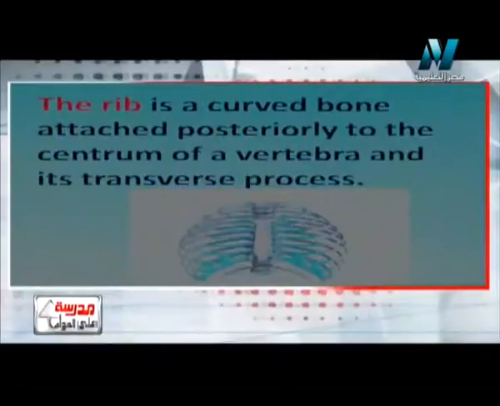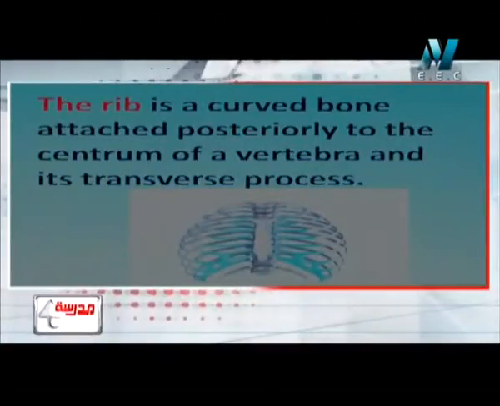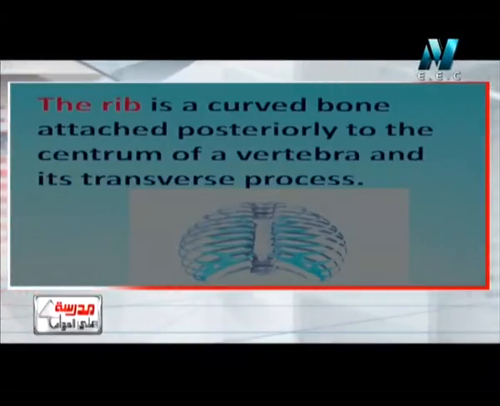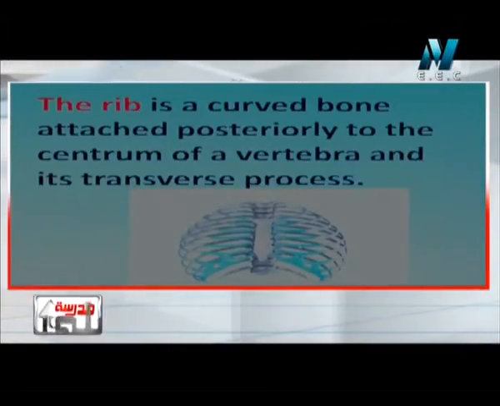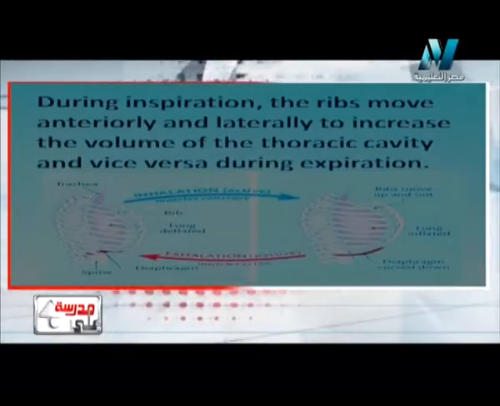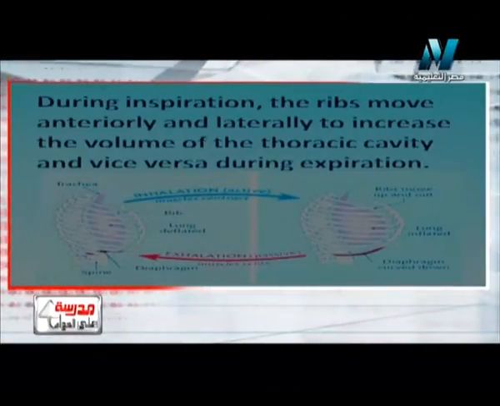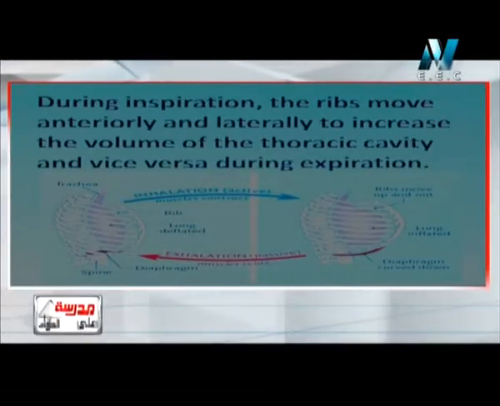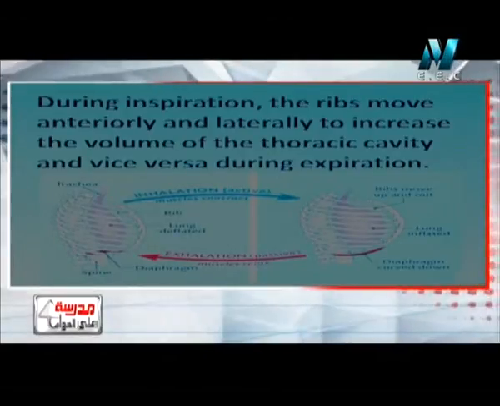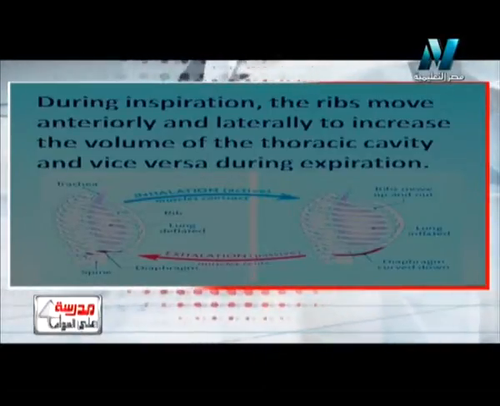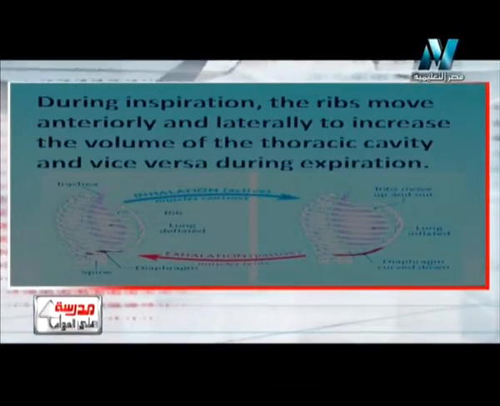So we can define the rib as a curved bone attached posterior to the sternum and to the vertebra and its transverse process. During inspiration, the ribs move anterior and lateral to increase the volume of the thoracic cavity, and vice versa during expiration. As you look here in the picture, the ribs move down and up to increase or decrease the volume of the thoracic cage to help in respiration.